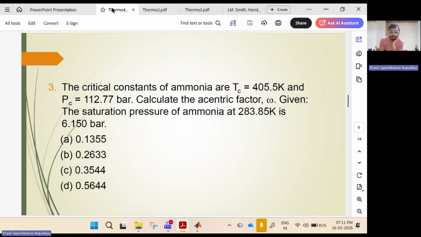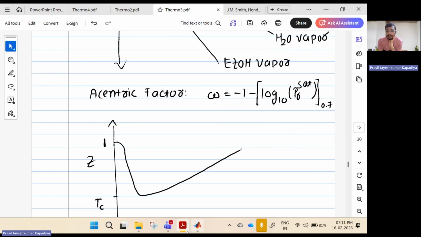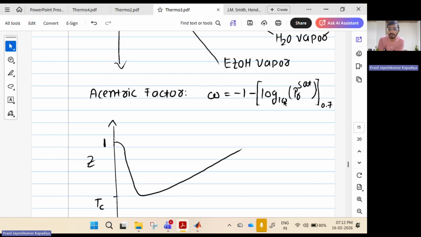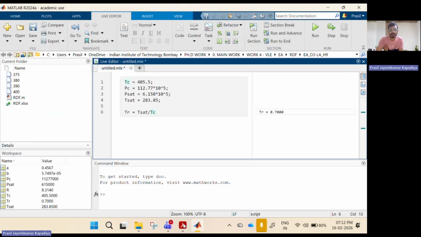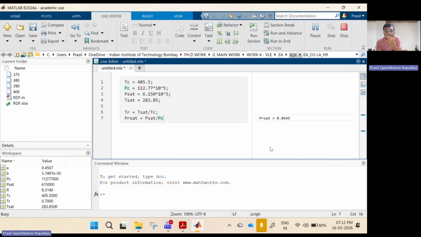Okay. So for the eccentric factor, first I need to know what is my TR. I should be at TR equal to 0.7. So let's first try to find out TR. TR is equal to my Tsat divided by TC. So let's see what we are getting for TR. So my TR is exactly 0.7. So whatever my PR sat is, it is at TR equal to 0.7. So what is my PR sat? PR sat is equal to Psat divided by PC. Okay. So this is what I am finding as my PR sat.